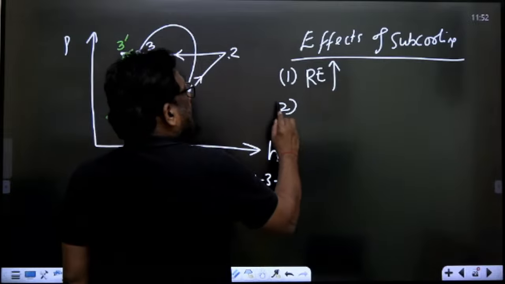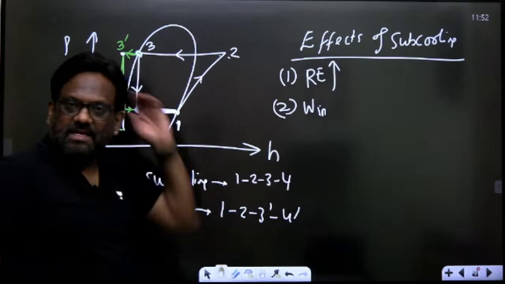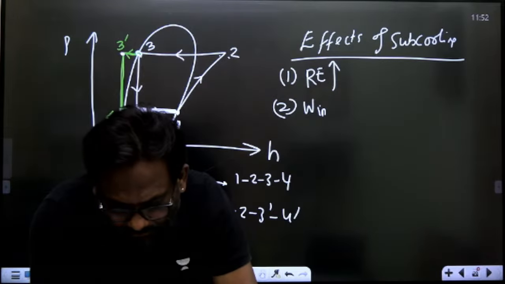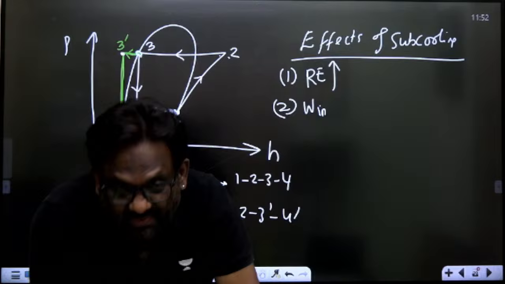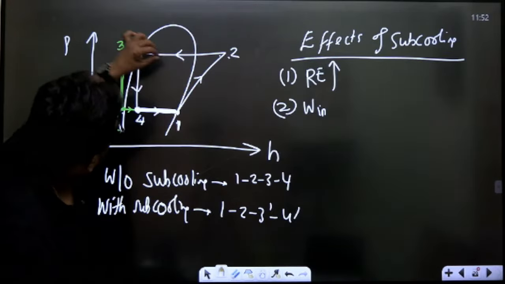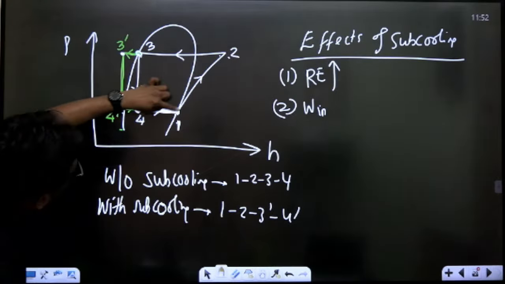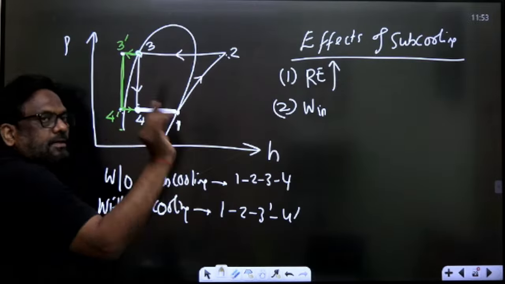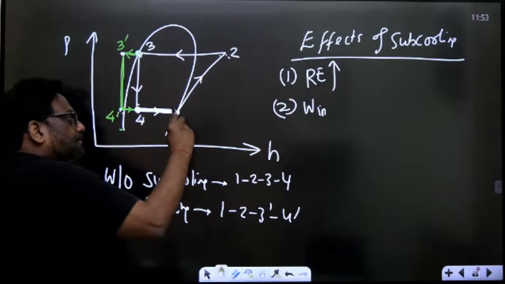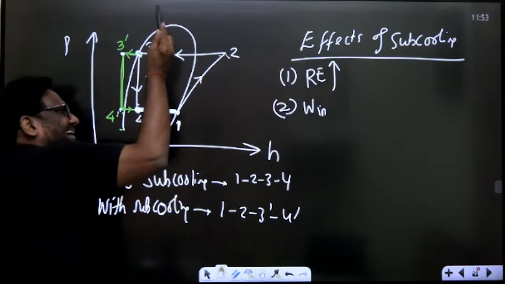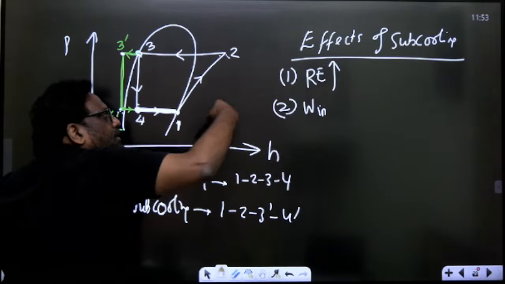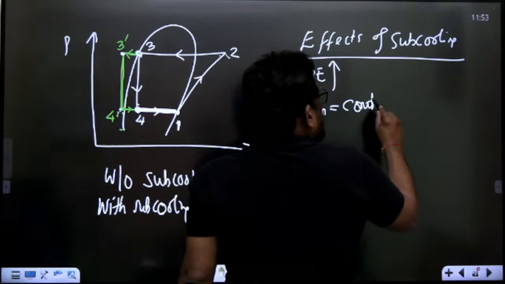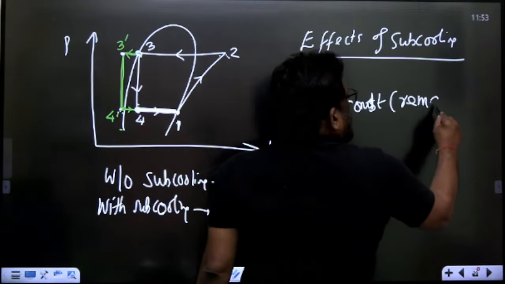Anyone, what is happening to the work input? देखो, work input is 1 to 2. Subcooling affect the work input. Now देखो, original cycle without subcooling 1 2 3 4. So compressor work is 2 minus 1. With subcooling 1 2 3 dash 4 dash. So whether it is with subcooling or without subcooling, this is not at all disturbed. The work input is constant. So I will write this as constant, remains unchanged.